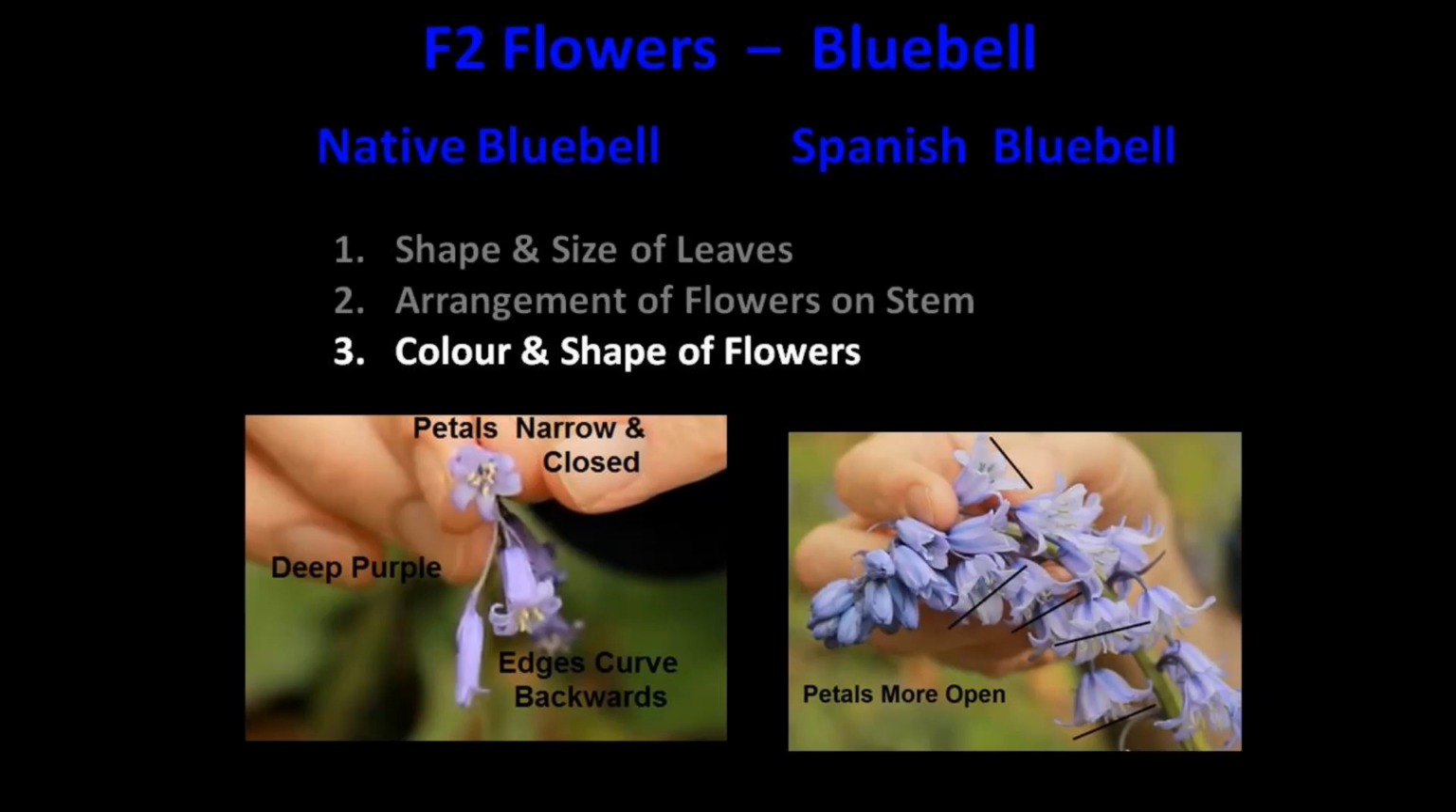In the case of the native bluebell, they are a deep purple in colour, and the petal bell or tube is narrow and closed, and the edges of the tube curl backwards. In the case of the Spanish bluebell, the petals are much more open and the flowers are a much paler colour. It should also be noted that the native bluebell is fragrant and the Spanish bluebell is without scent.